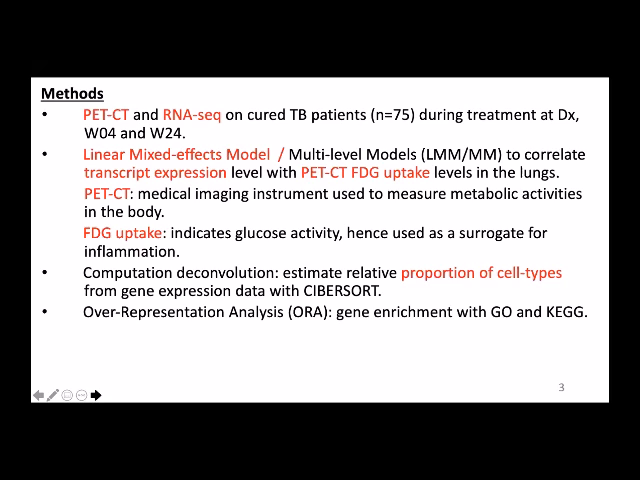So to constrain RNA-seq gene expression data to correlate with PET-CT FDG uptake, we use a linear mixed model to correlate transcriptional expression levels with PET-CT uptake in the lungs. Then we also corrected for the proportion of cell types from gene expression data using computational deconvolution. And we performed gene enrichment analysis on the genes that were correlated with FDG uptake over time.